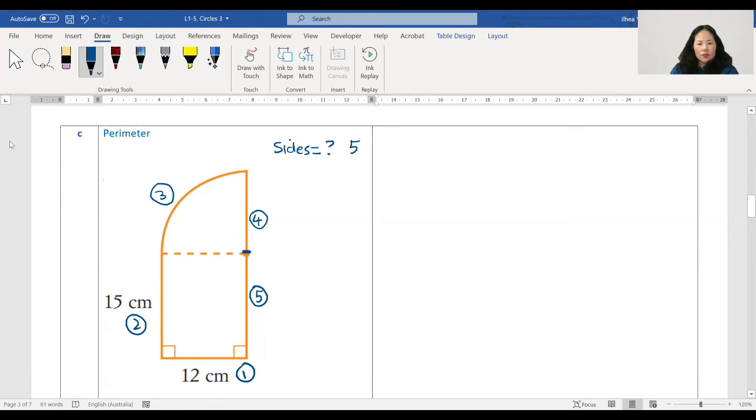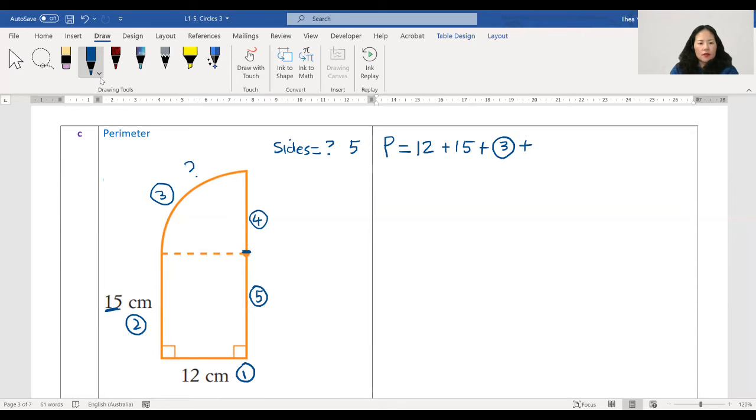Okay, so perimeter equals, I need to put all 5 sides, but let me see. Side 1 is 12, that's okay. Side 1 is 12. Side 2 is 15. Side 3, we don't know. So I'm going to put it as a 3. Now, side 4 and 5. I think we can find it.